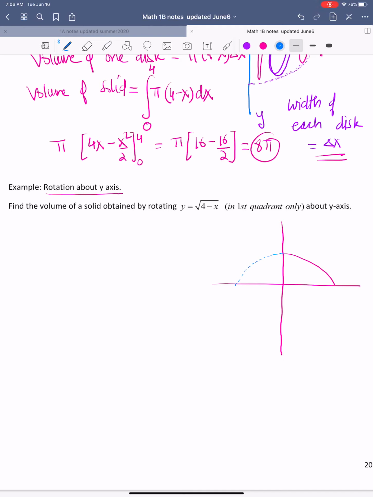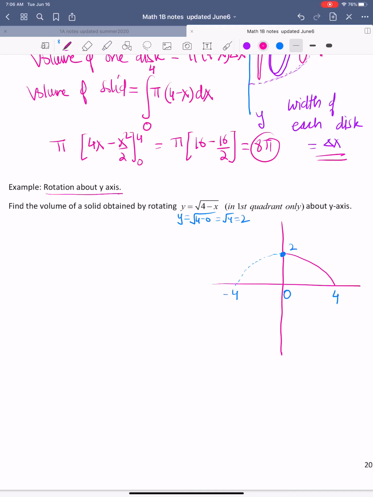So where does it touch the y-axis? It's touching the x-axis at 4 here. It would touch the x-axis at -4, but on the y-axis, where does it touch? When x is 0. So we can find out by plugging in x as 0, which turns out to be square root of 4, and that's a 2. So it touches the y-axis at 2.